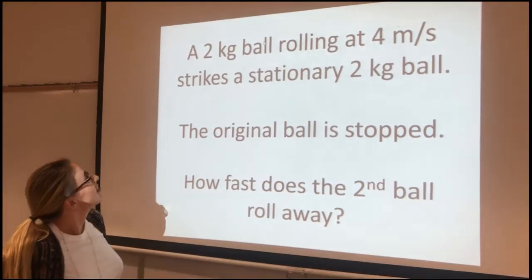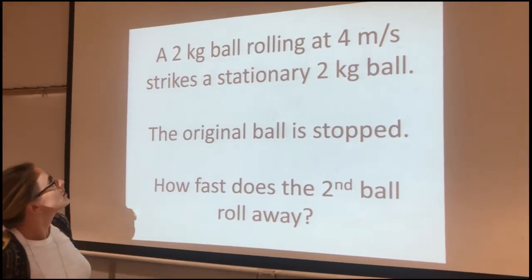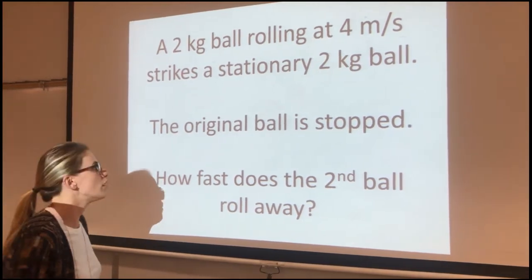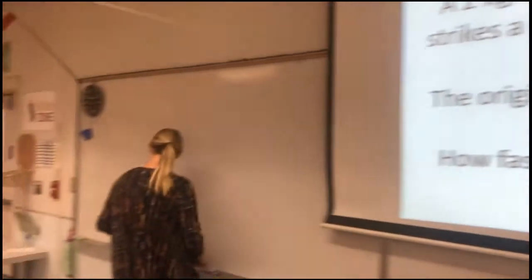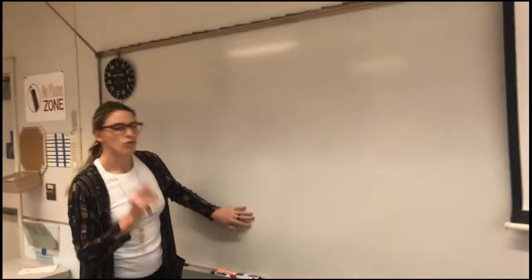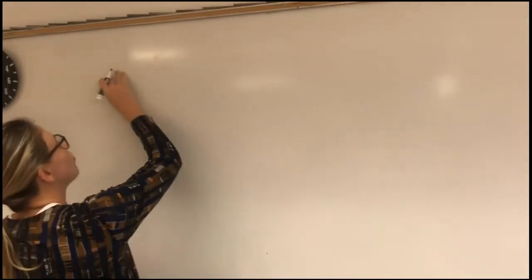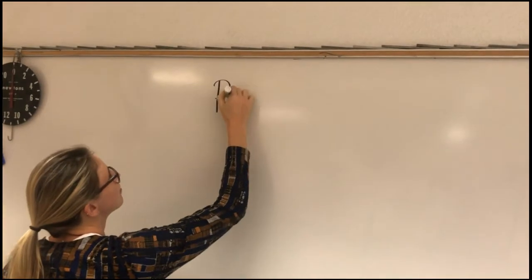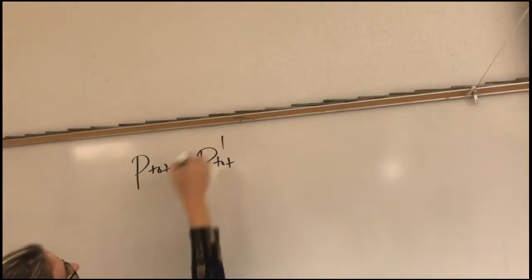Here's an example. A 2 kilogram ball rolling at 4 meters per second strikes a stationary 2 kilogram ball. The original ball is stopped. How fast does the second ball roll away? We need that pyramid. We were going to do this earlier in the previous video, but that's okay. What do we know about the conservation of momentum? Momentum before is equal to momentum afterwards.